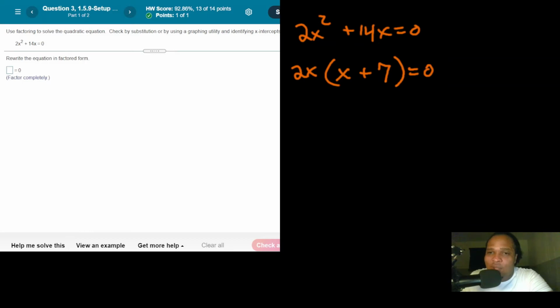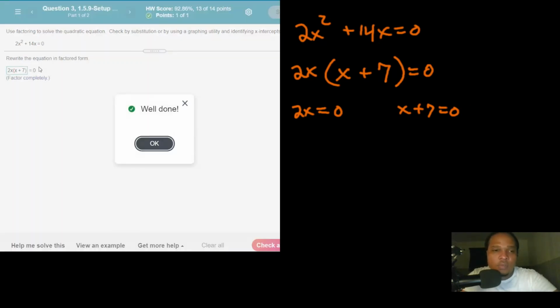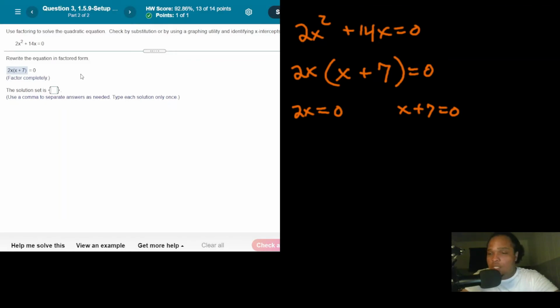Okay, so now what? Well, since everything is nice and factored up, go ahead and set both of those factors equal to 0 separately and solve separately. It's going to ask us to rewrite the equation in standard form. So before we solve, let's go ahead and write this in factored form. We have 2x, open parentheses, x plus 7. Enter. Bam, there it is. Well done. Okay, the solution set. So let's go back and set those equal to 0 and solve.